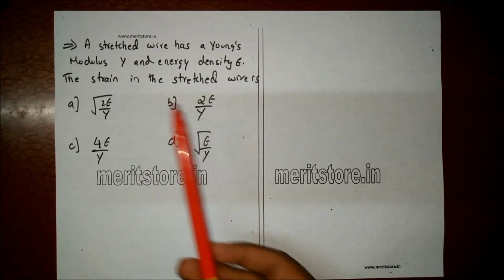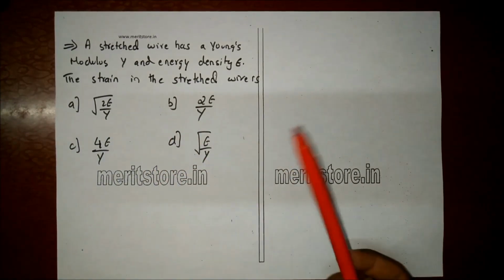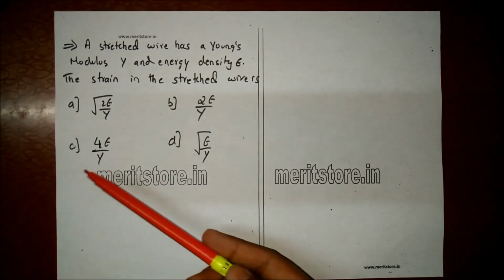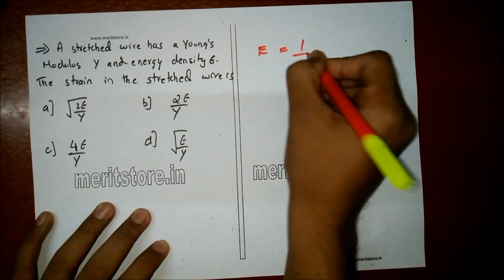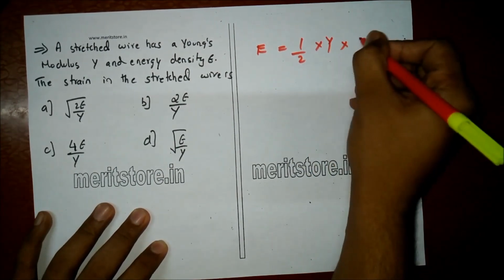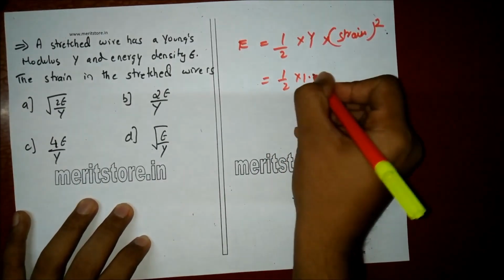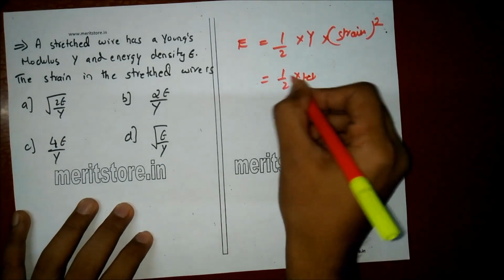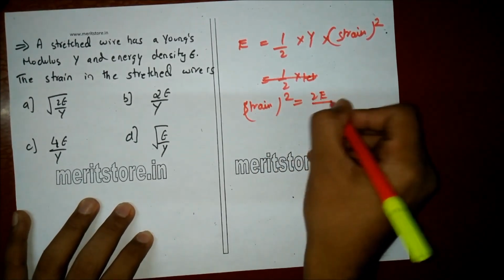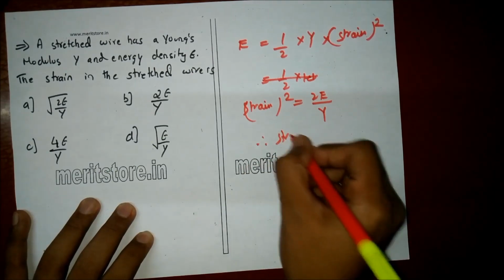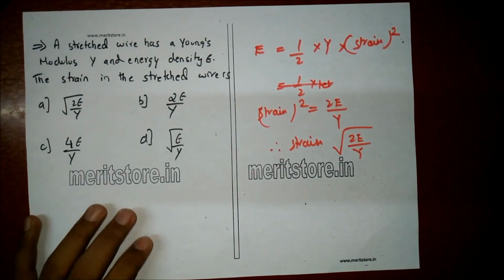A wire has a Young's modulus Y and energy density E. The strain in the stretched wire is: A root of 2E upon Y, B 2E upon Y, C 4E upon Y, and D root of E upon Y. Now the energy density E will be equal to half into the Young's modulus into strain square, which is equal to half into Y into strain square. Therefore, strain the whole square is equal to 2E upon Y. Therefore, on taking square root on both sides, we will get strain as root of 2E upon Y. Therefore, here the correct answer will be option A.